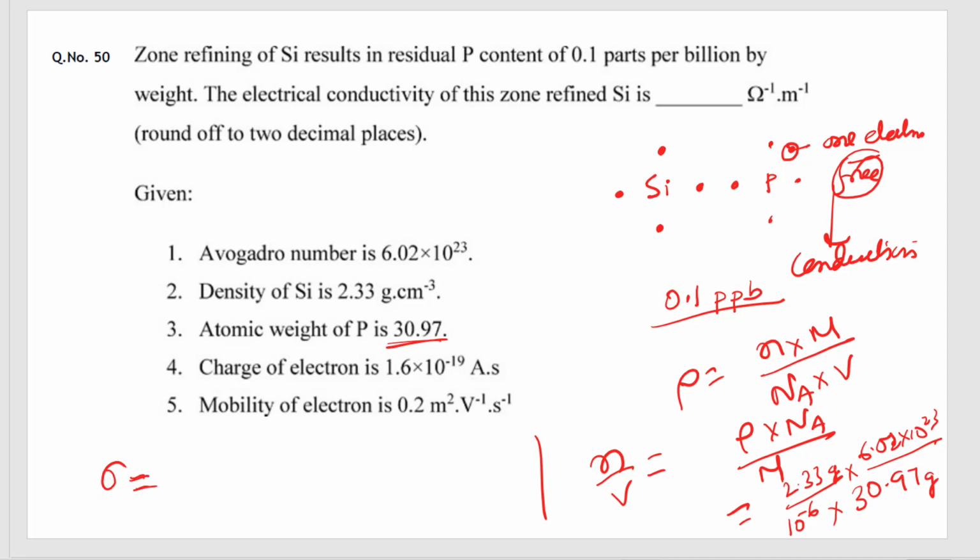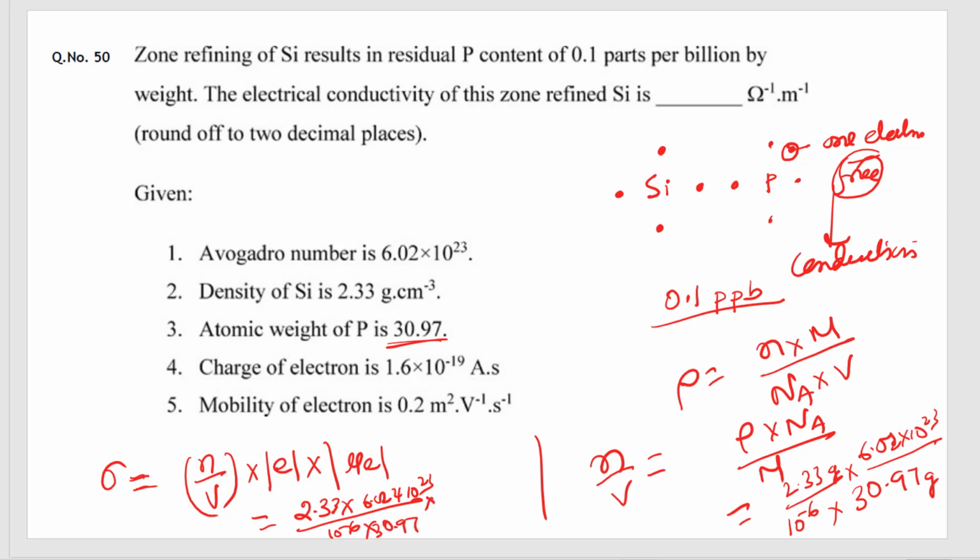We know that conductivity is number of atoms per unit volume into charge of one electron into mobility. So we will put here 6.02 into 10 power 23, 10 power minus 6 into 30.97, right? Charge of electron 1.6 into 10 power minus 19 into mobility. Mobility is 0.2.